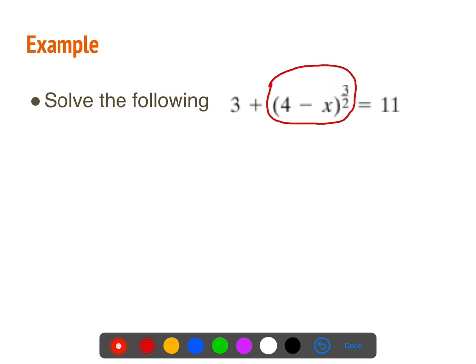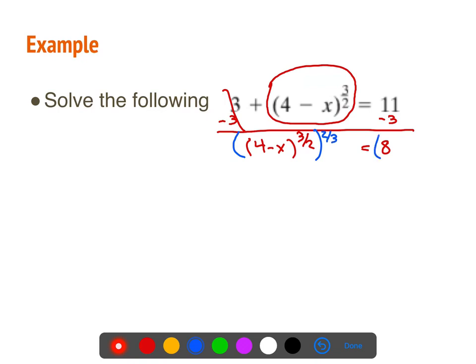All right, we want to solve this rational exponent equation. So remember, our first thing we need to do is check to see if the weird thing, the thing with this fraction exponent, is isolated. He's not. He's got a 3 over here, so I'm going to subtract 3 from both sides, and I get 4 minus x to the 3/2 equals 8.